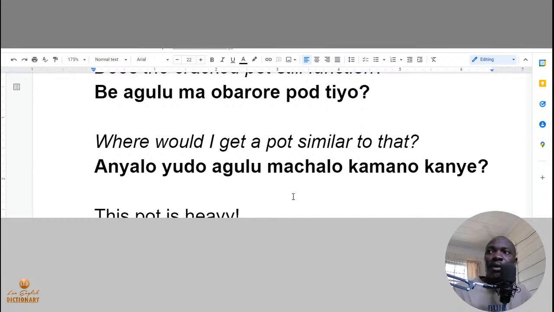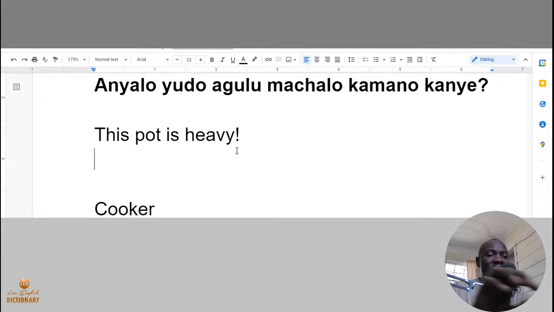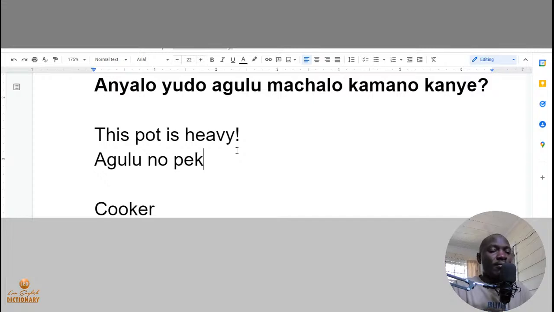Good. Number three, the last one, the pot is heavy. Agulu no pek. The pot is heavy. Agulu no pek.